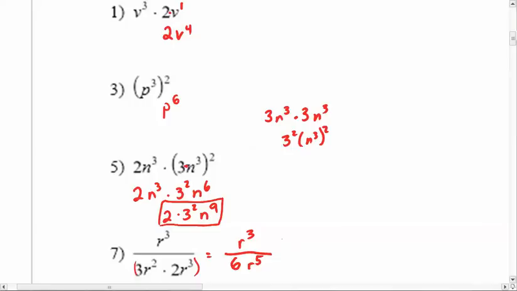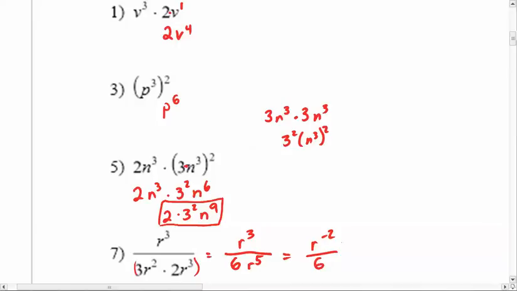Now at this point, I need to put the rest of the r's together. When you multiply, you add the exponents, so when you divide, you subtract the exponents. So I'm going to go 3 minus 5. 3 minus 5 is negative 2, so that will be r to the negative 2. The 6 is on the bottom. It hasn't done anything, therefore it needs to stay on the bottom.